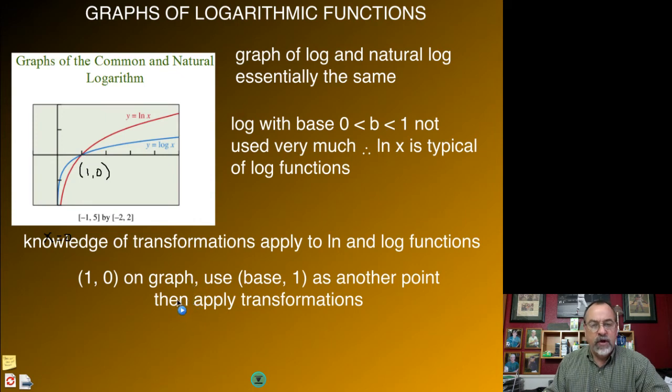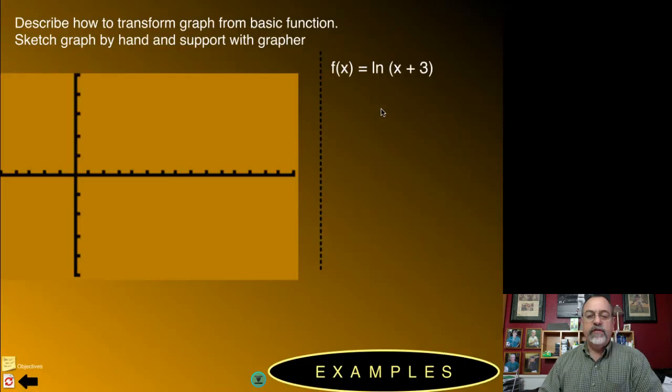All right, so let's look at a few examples, and we'll show you how you can sketch these graphs pretty quickly using that knowledge that we just talked about. For our first example, let's sketch the graph of the natural log of x plus 3. So we want to remember the 2 characteristics. We have an asymptote at x equals 0, and the point 1, 0 is on the graph.